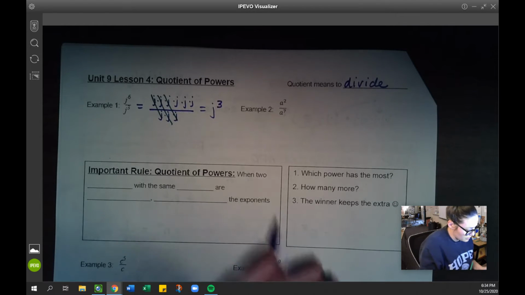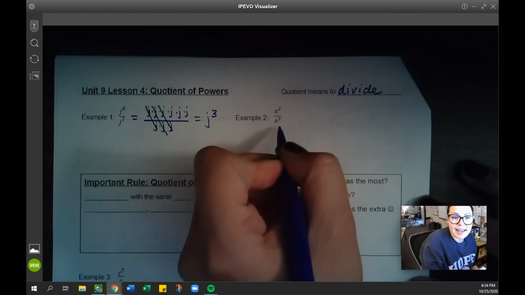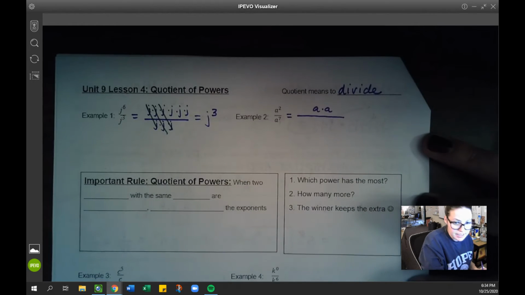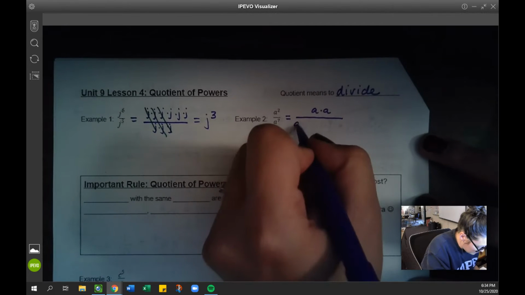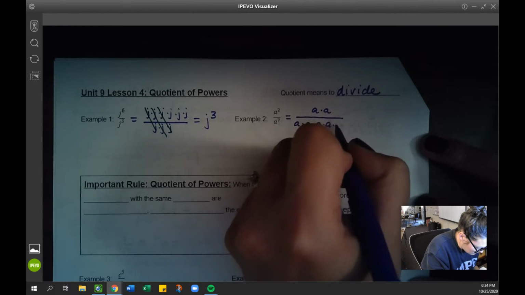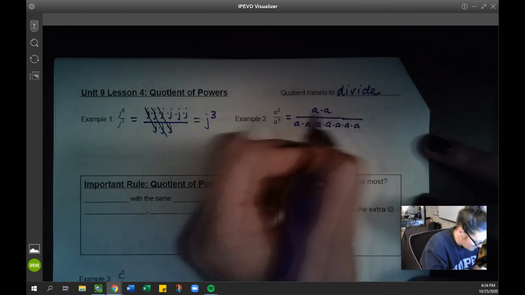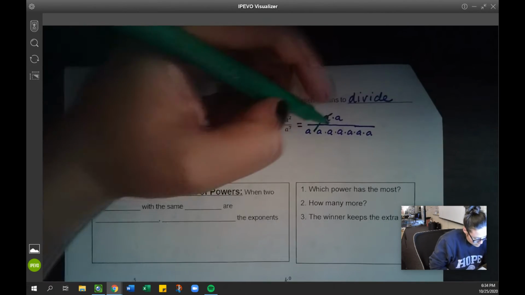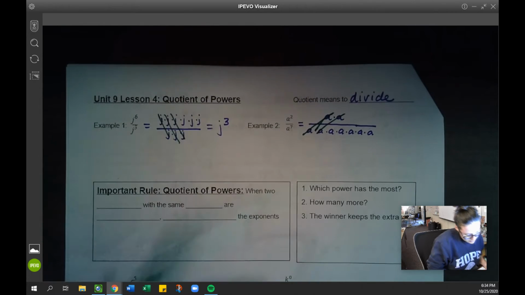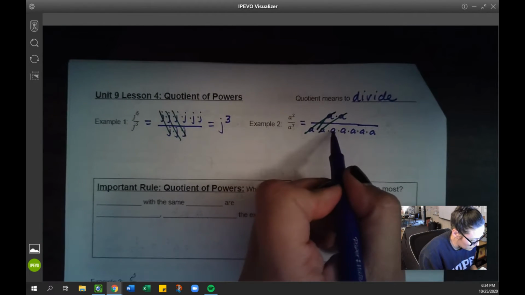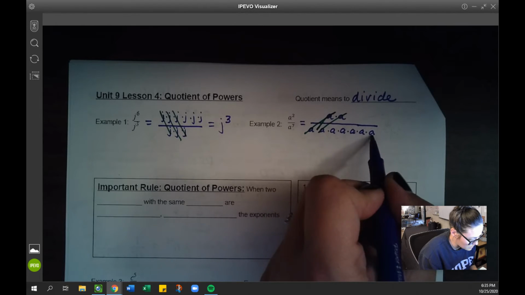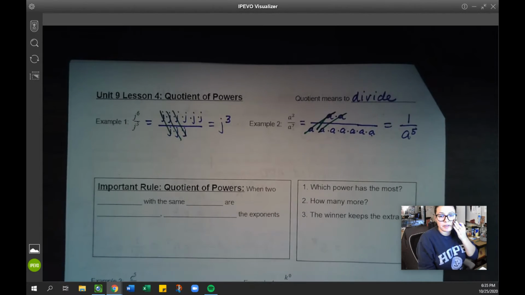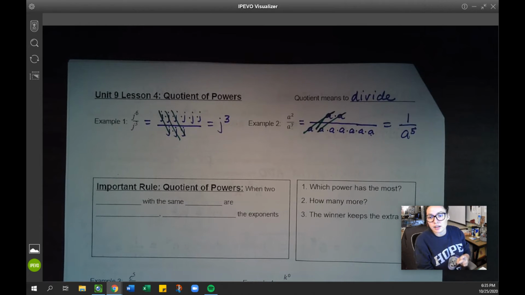Okay, let's try another one. A squared over a to the 7th. On top, I just have a times a, but on the bottom, I have 7 a's multiplied together. So how many a's can I one out? I can take 2 pairs. And what am I left with? I'm left with a to the 5th, a times a times a times a times a. However, it's on the bottom. The a's are on the bottom of the fraction, so we're left with 1 over a to the 5th.